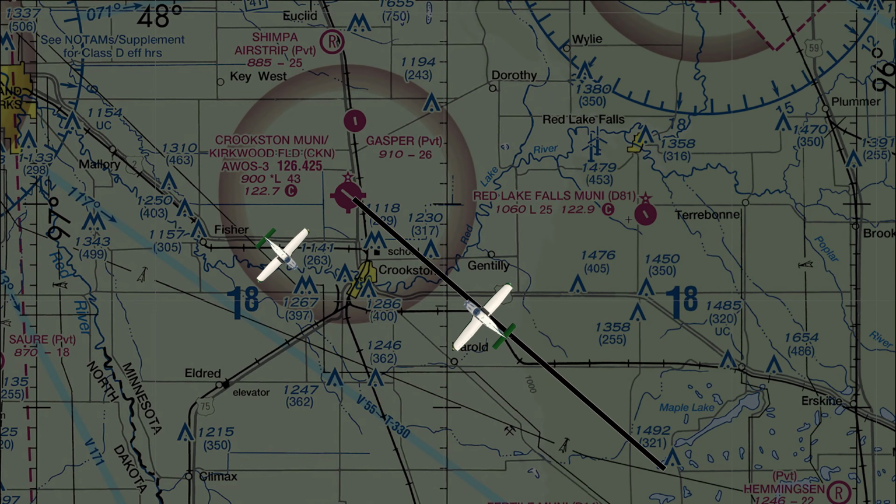IFR traffic may also choose to execute the missed approach early as to not conflict with the VFR traffic in the pattern. No matter what your decision in the cockpit is, be sure to communicate with other crews your intentions and work together to have the smoothest traffic flow.